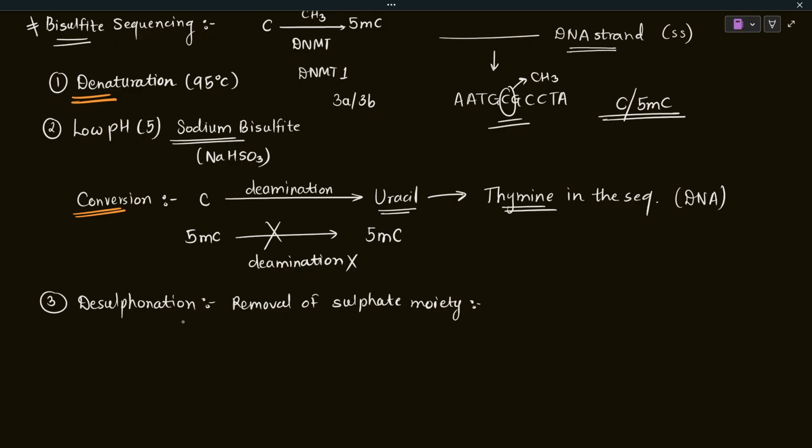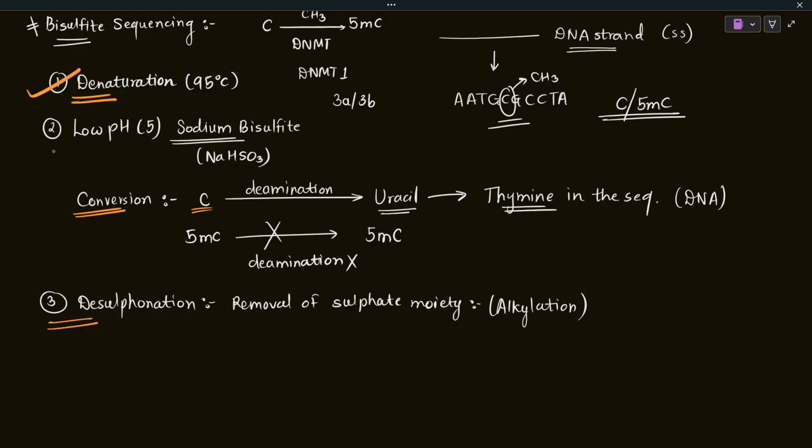Okay, so how do you do desulfonation? It is also known as alkylation. Alkylation means addition of base. So addition of base results in removal of the sulfate moiety which was added, which results in deamination of cytosine to uracil. So the third step of the reaction is desulfonation.